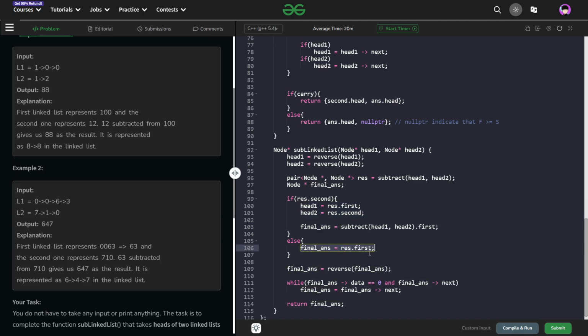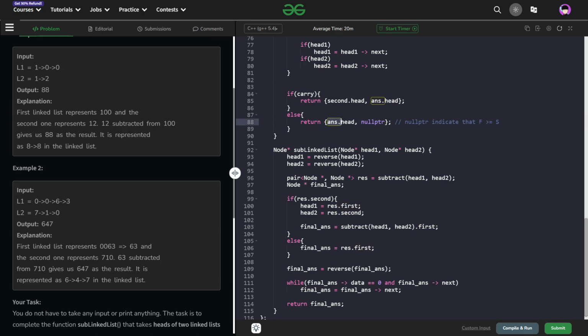Otherwise, I just set my final answer as res.first, right? So you can clearly see that we are using this particular null pointer as an indication. Our case was this one: when during the first subtraction our res.second was true. So we perform the second operation and set our final answer as the result of that second operation.